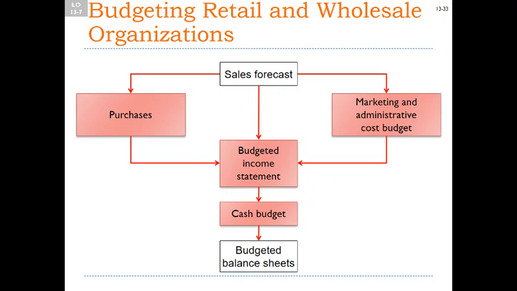Same for merchandisers. It starts with a sales forecast. Now here you don't have a production budget, but you do have a purchases budget based upon the amount of items you expect to sell for the year. You certainly can figure out marketing and administrative costs. And so you can figure out a budgeted income statement. Always good to do a cash budget as well, and prepare from all those things your budgeted balance sheet.